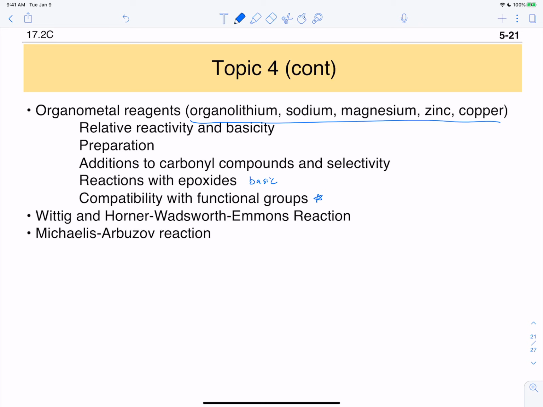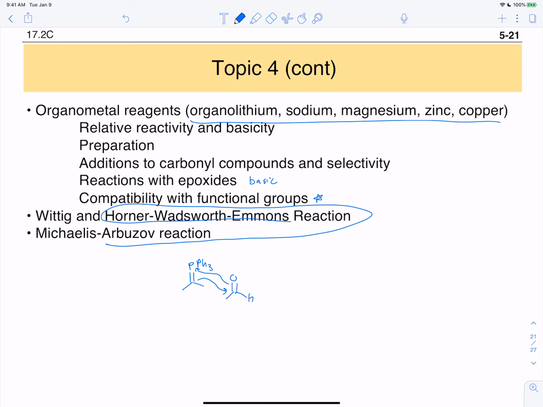And at the end of this topic, we learned new ways to make double bonds with Wittig and Horner-Wadsworth-Emmons reactions. The Arbuzov reaction kind of went with the HWE as a way to make the phosphonate esters. And in both cases, the general idea is that you end up with some sort of phosphorus ylide or ylide-like molecule that was able to react with, say, an aldehyde or ketone.